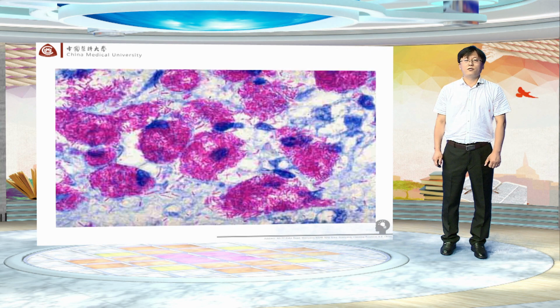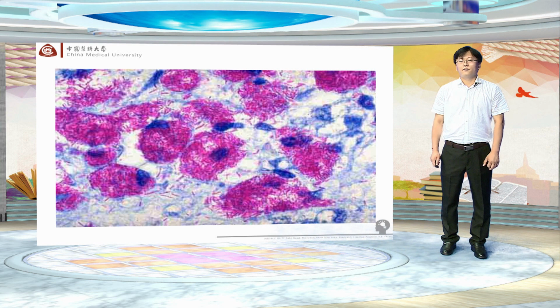We've seen these pictures before. Clearly, we can see the extensive growth of Mycobacterium tuberculosis in macrophages. This is a typical picture of primary TB.